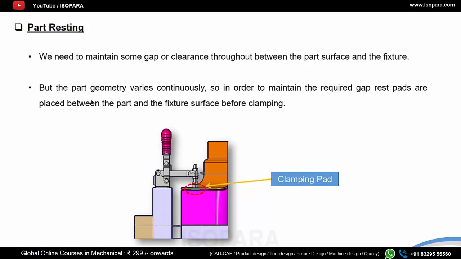But the part geometry varies continuously. We cannot say the part is straight. It may have different profiles and complex shapes as well. So in order to maintain the required gap, rest pads are placed between the part and the fixture surface before we clamp it together. So before clamping, when the clamp is unclamped, we place a pad here, which results in a minimum clearance between the part and the fixture surface. And after this pad is placed here, you can simply engage the toggle clamp.